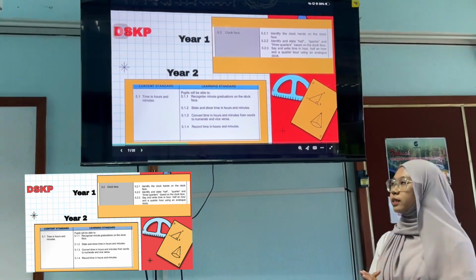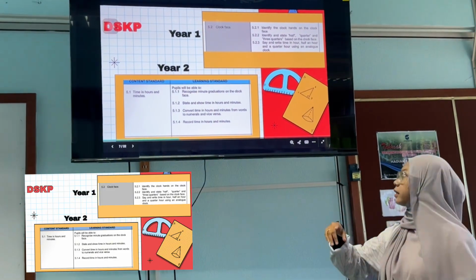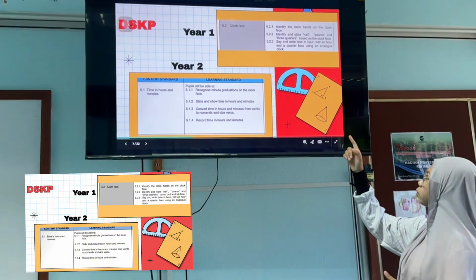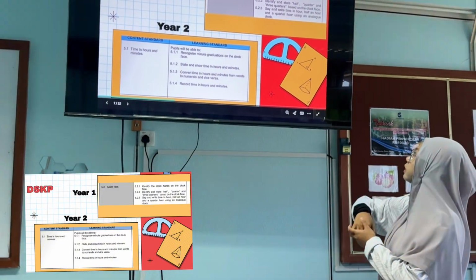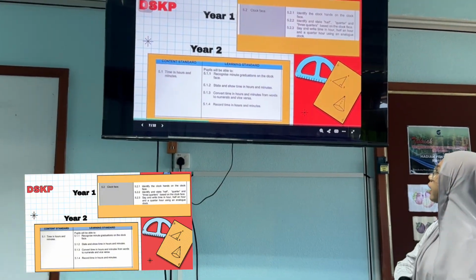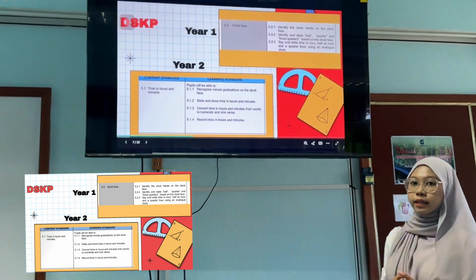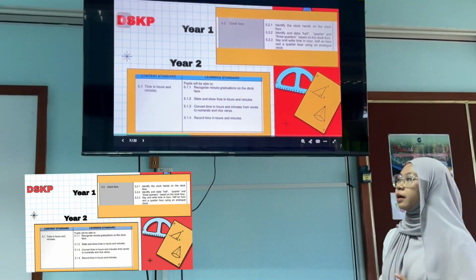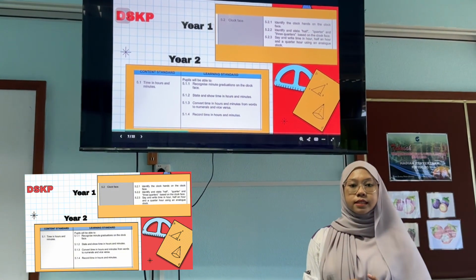Okay, this issue is focused on the SKP for year 1 and year 2. For year 1, it focuses on 5.2.3: say and write the hour, half an hour, and a quarter hour using an analog clock. And for year 2, it focuses on 5.1, which is time in hours and minutes.